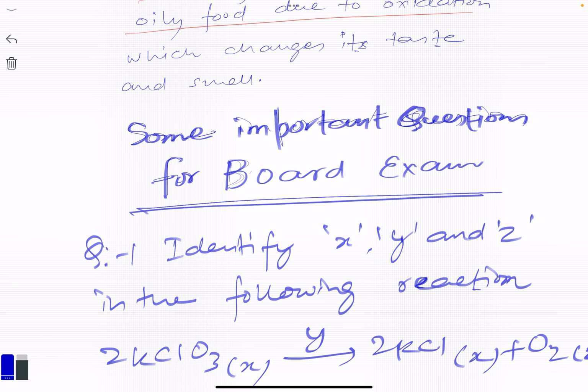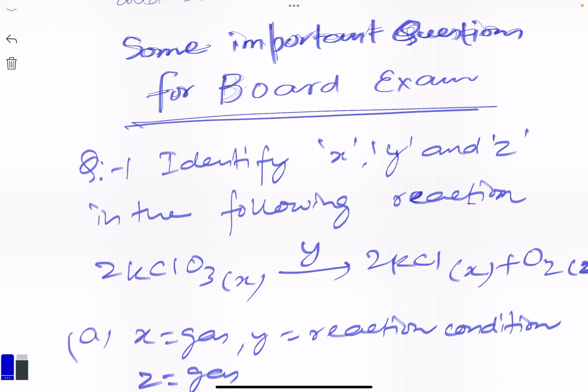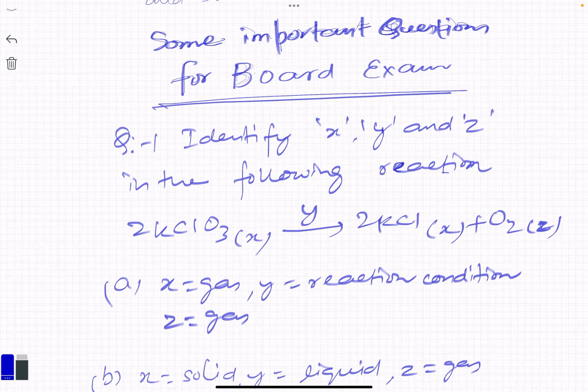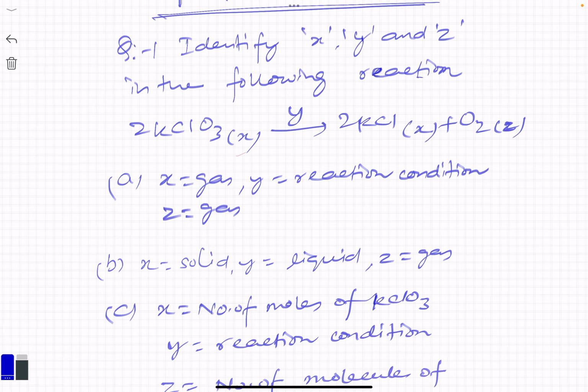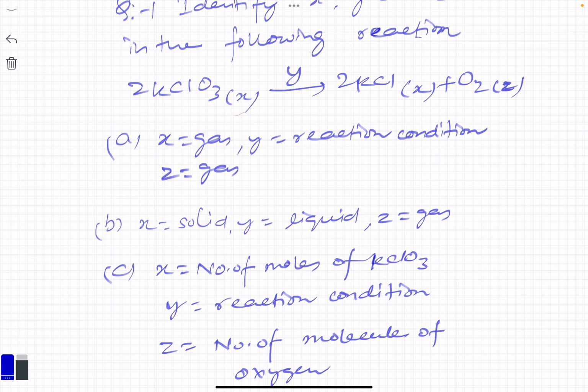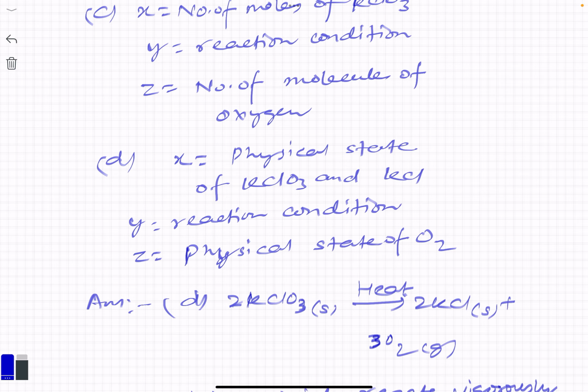Now we come to some important questions for the board exam. First question is: identify X, Y, Z in the following reaction. In this reaction, you have to identify X, Y, and Z. The options are: X is gas, Y reaction constituents, Z is gas. The second option is given, the third is given, and option D is given. The correct answer is D.